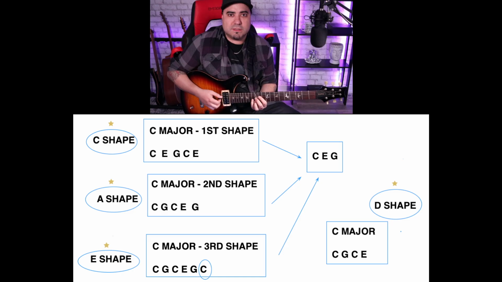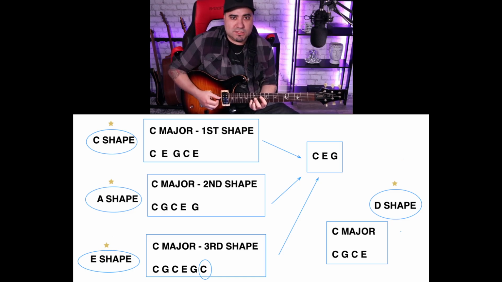Let's see the notes that we are finding in this chord. Let's see the sequence. So C, G, C again, and E. Same combination. We only have 3 different notes: C, E, G. That's the C major chord in the D shape.